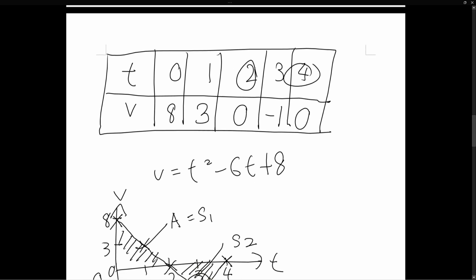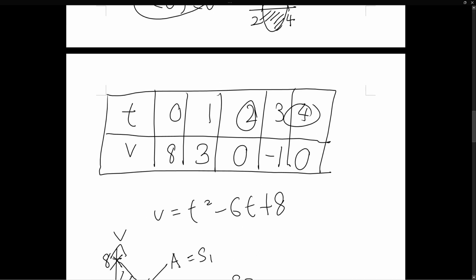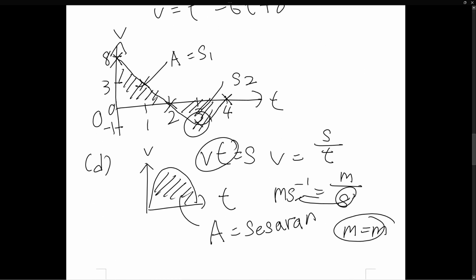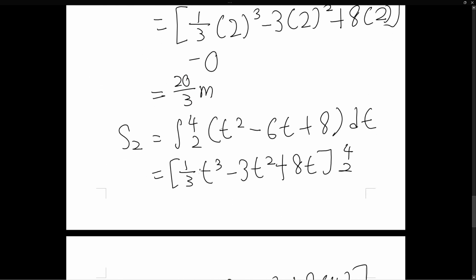For the sketching question, you just draw the table out, and then you do t squared minus 6t plus 8, substitute in everything, and then you draw the graph out. Simple enough. And then part D is basically you integrate from your velocity graph. Remember what we learned? So it's like that. And that's pretty much it for kinematics.